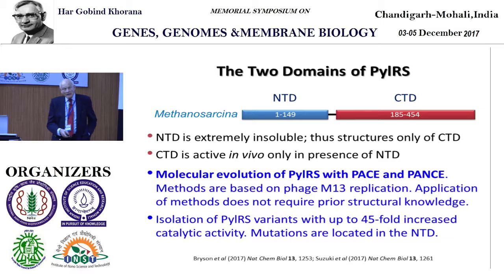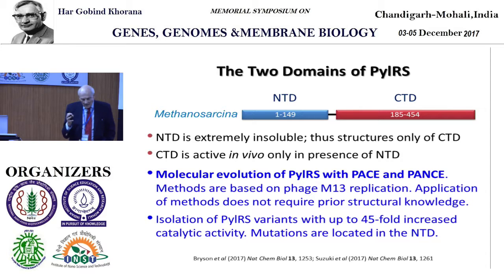which is used by many synthetic biologists and genome engineers to engineer genomes, is that they do not require any prior structural knowledge. Otherwise, you need to know that you would like to mutagenize a region because it happens to be the active site or half the active site. So you can do this. And in this particular case, we showed that both methods give very similar results, and we isolated pyrrolysyl synthetase variants with up to 45-fold increased catalytic activity, and the mutations are located in the N-terminal domain.